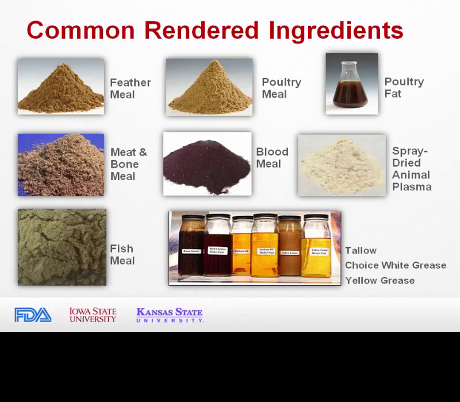Here are some pictures of common rendered ingredients used in animal feed. The top row are products derived from poultry, such as feather meal, poultry meal, and unbleached poultry fat. Feather meal and poultry meal are similar in color. The second row has products derived from either beef or pork, such as meat and bone meal, blood meal, and spray-dried animal plasma. Meat and bone meal is usually light brown to light pink in color, while blood meal is very dark red, and animal plasma is white and very powdery.